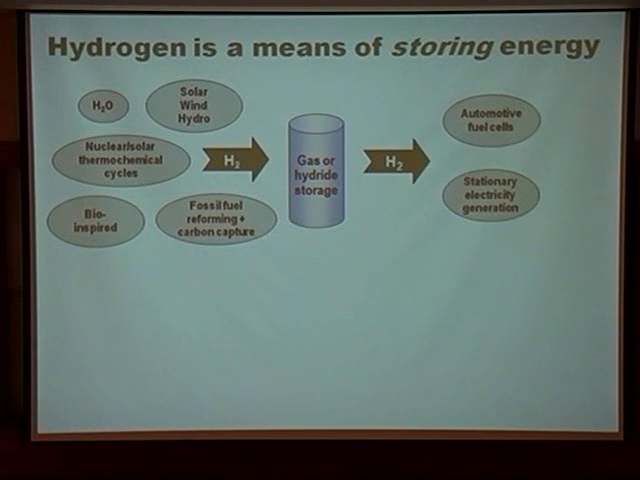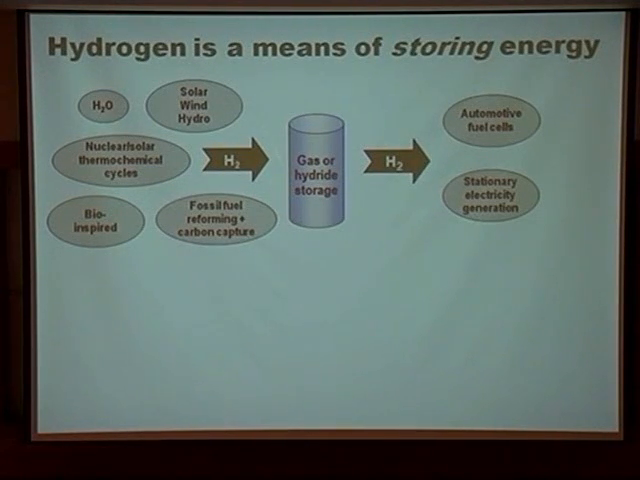But where we could get it from is from water, solar, from nuclear energy. This is really interesting. This is a way to recover waste heat from a nuclear power plant or any other sort of steam-powered plants. And bio-inspired, that's what nature does. Nature can change sunlight into fuels, including hydrogen.